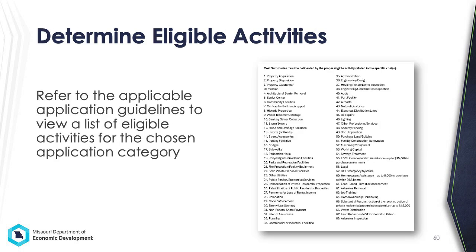Next, you'll determine eligible activities. The HCDA and HUD regulations specify the activities that are eligible for CDBG assistance. A general listing is pictured on this slide, and detailed descriptions of each eligible activity are provided in Section 105A of the HCDA. Please refer to the applicable application guidelines to view a list of eligible activities for the chosen application category.